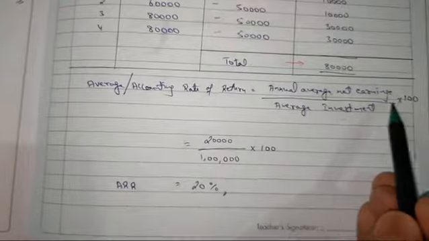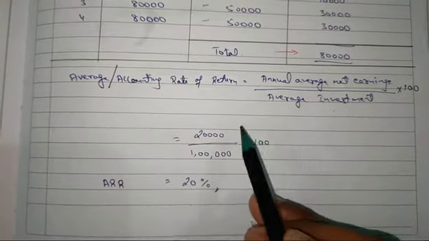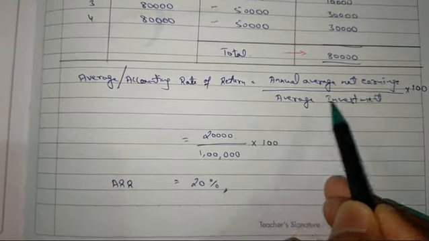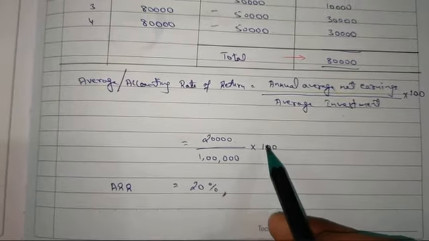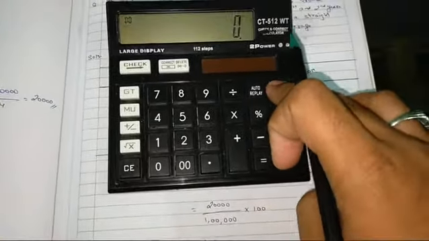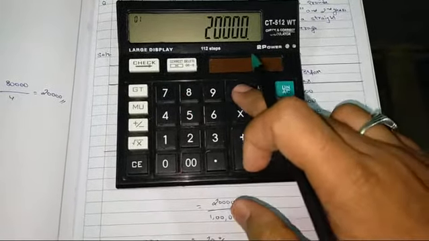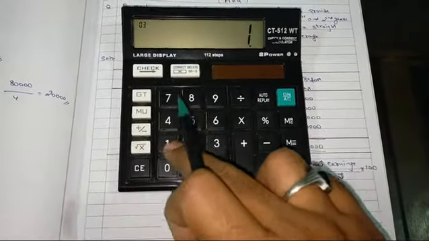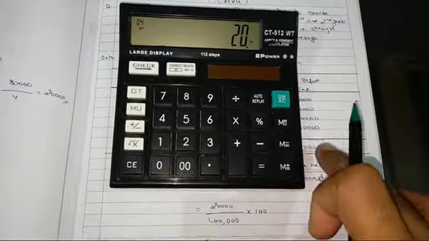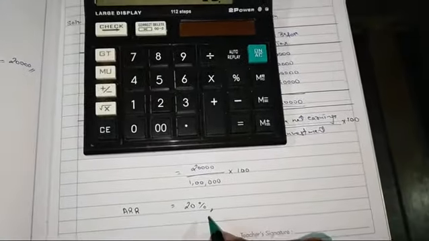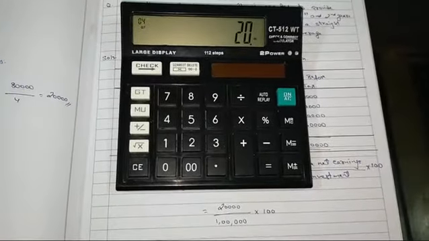Annual average net earning divided by average investment. The annual average net earning has come as 20,000 and the average investment has come as 1 lakh, into 100. We'll see how much it will be with the help of a calculator. 20,000 divided by 1 lakh into 100 is equal to 20. This is 20%. So the ARR is equal to 20%.